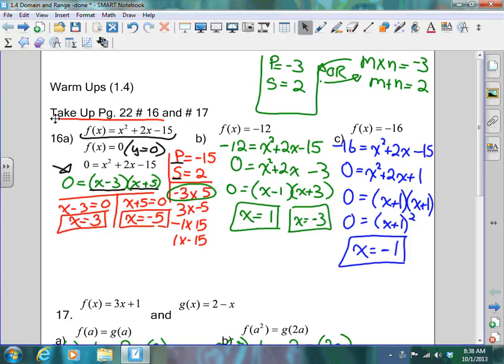Looking at example B, ladies and gentlemen, same deal. Again, they gave you y, f of x equals negative 12. So just think, guys, that's y equals negative 12. So you substitute that in for y. And the only thing is, when we go to solve here, you take the negative 12, bring it over, and you add it to the other side.